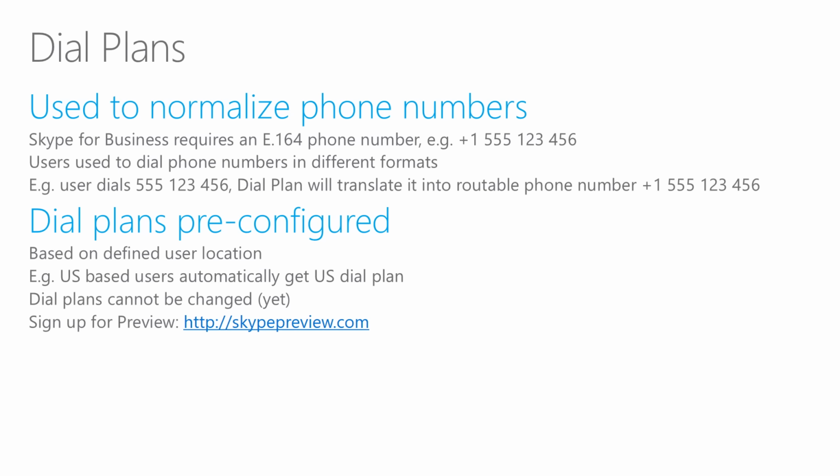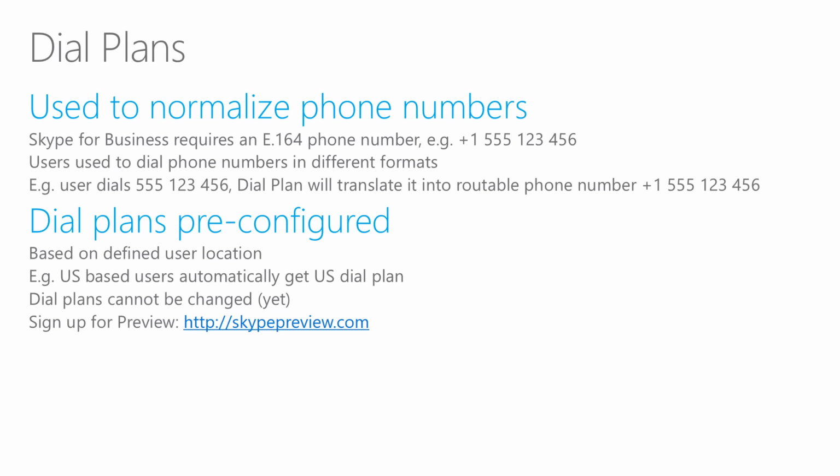Today, all the dial plans are pre-configured based on the defined user location. So for a user who is based in the US, we would do this normalization to normalize to US phone numbers. If the user is somewhere outside the US, in the UK or France, for example, then we would assume that the user is dialing a phone number in the respective country and the normalization would look different. Today, all these dial plans are pre-configured, so you cannot change them.